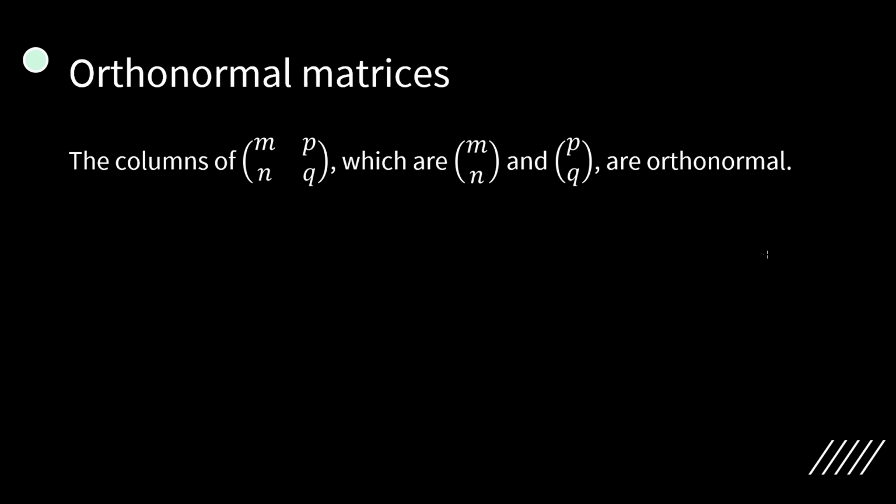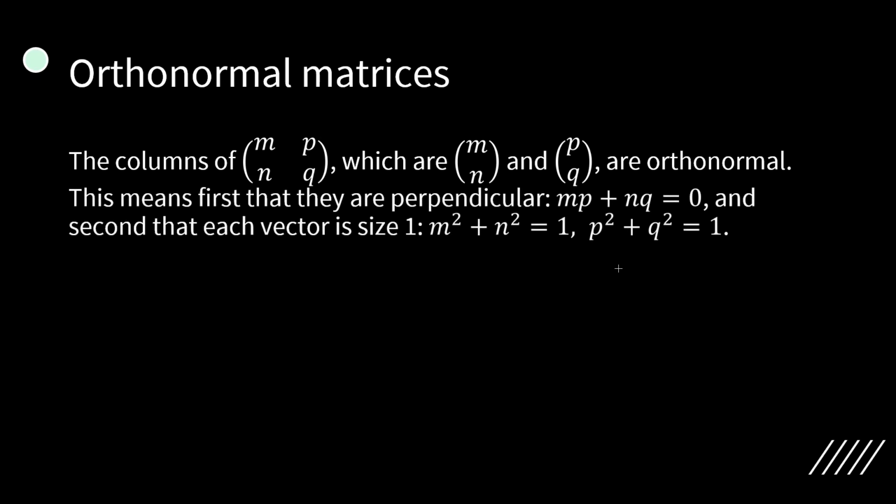To go further, we still have to talk about orthonormal matrices. The columns of the matrix with entries m, p and n, q, which are (m, n) and (p, q), are orthonormal. Ortho means that they are perpendicular, so if you take the dot product of the two, mp plus nq, you get 0. The normal part means that each vector is normalized. In other words, they are size 1, so that m squared plus n squared is 1 and p squared plus q squared is 1.